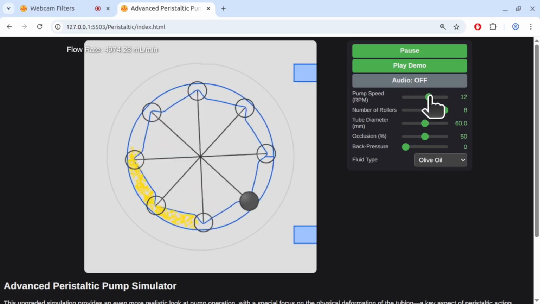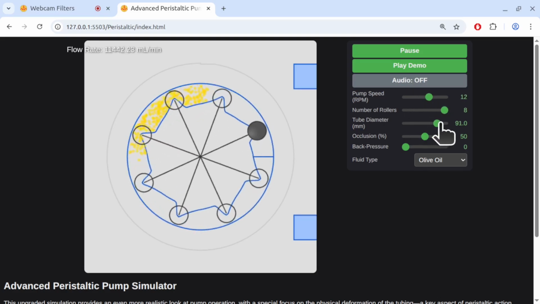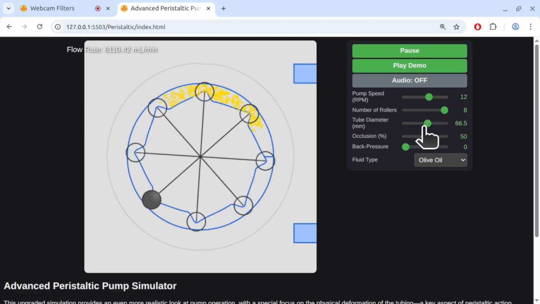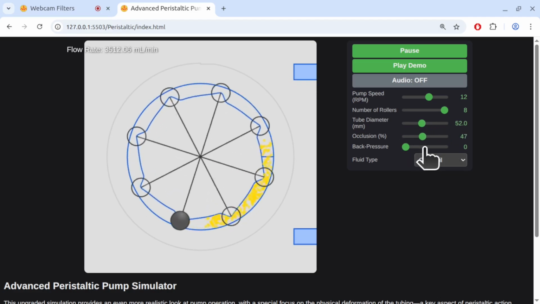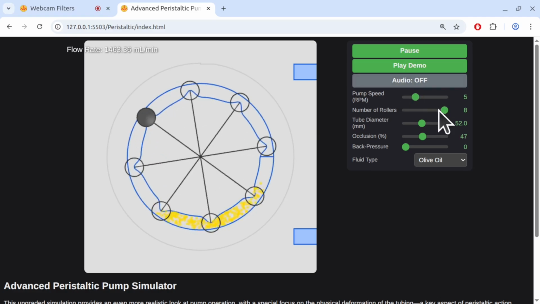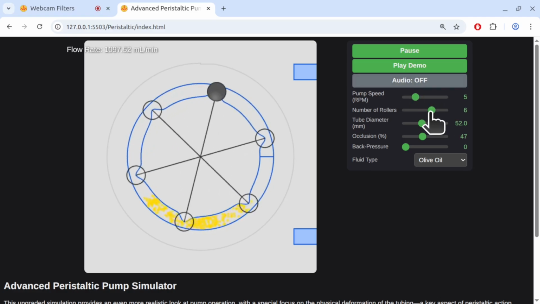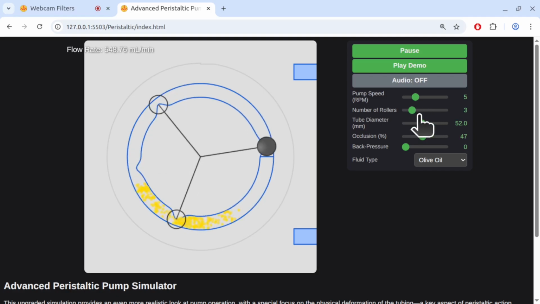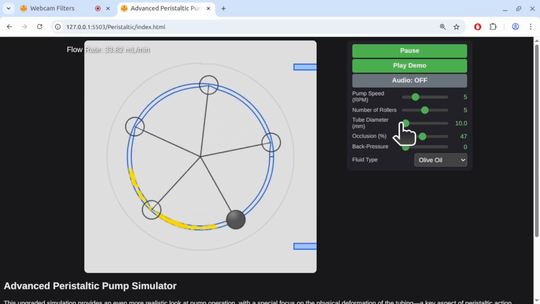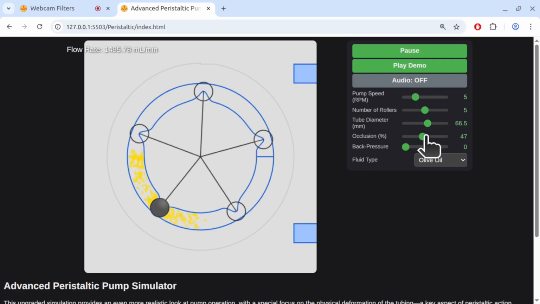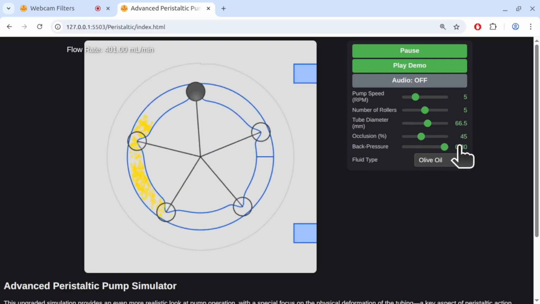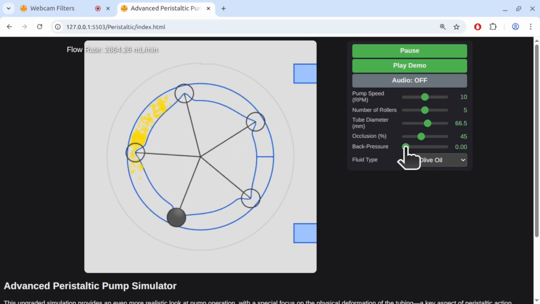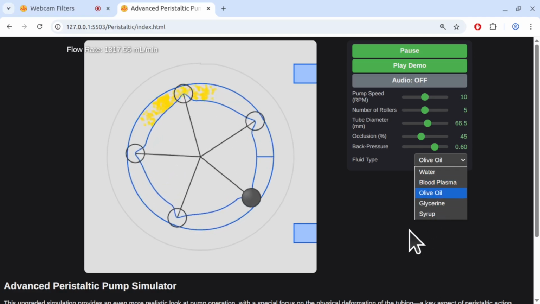Okay, can you explain the controls real quick? Make it fun. You have total control of this virtual pump. Pump speed adjusts how fast the dark gray roller spins, affecting the flow. Number of rollers changes how many little circles are pushing the fluid. Tube diameter controls the width of the blue line the fluid flows through. Occlusion changes how much the rollers squeeze the tube. Back pressure adds resistance. And fluid type lets you switch what kind of liquid you're pumping. Go on, play mad scientist.